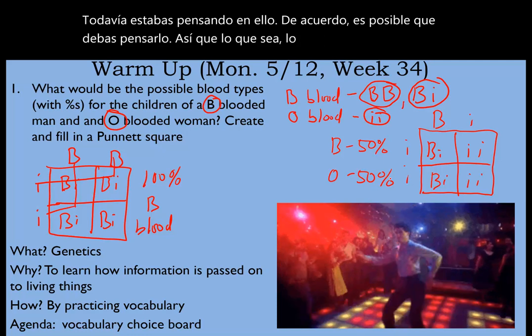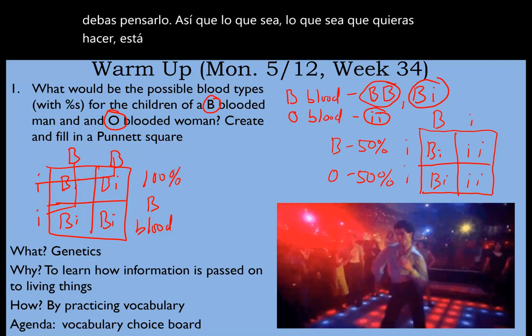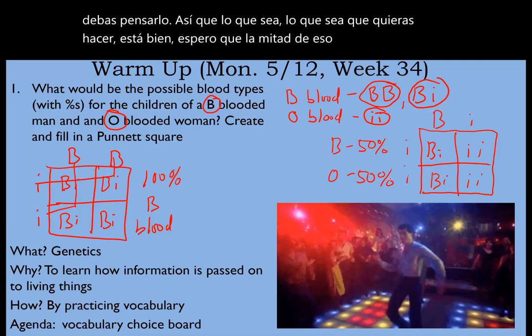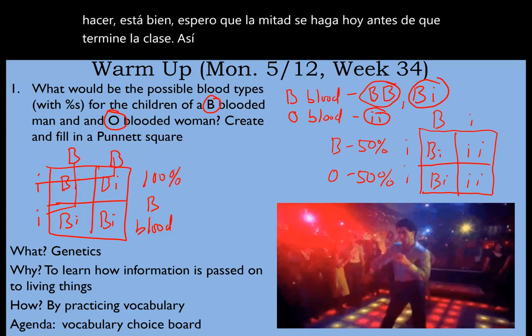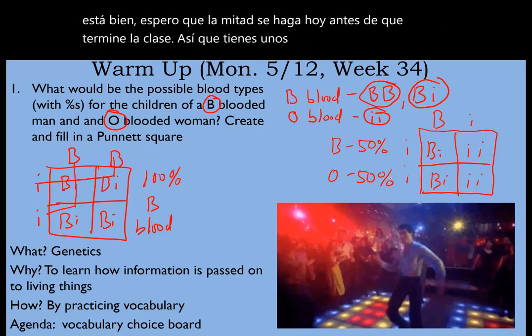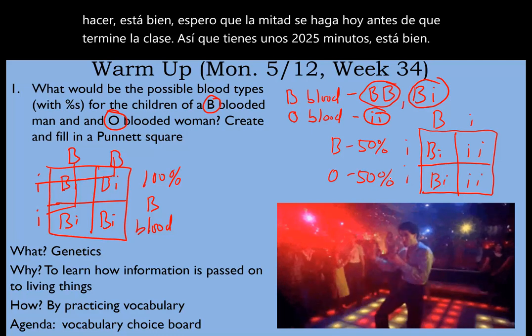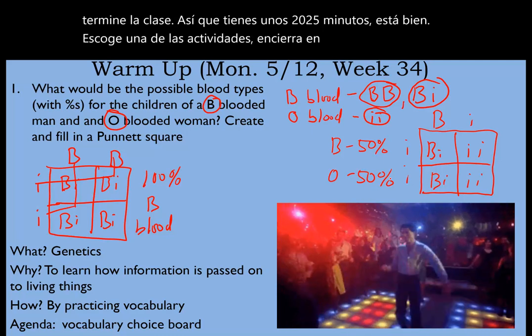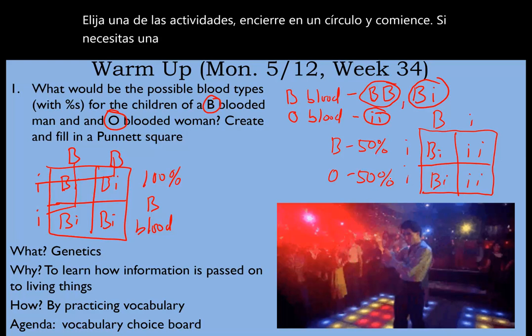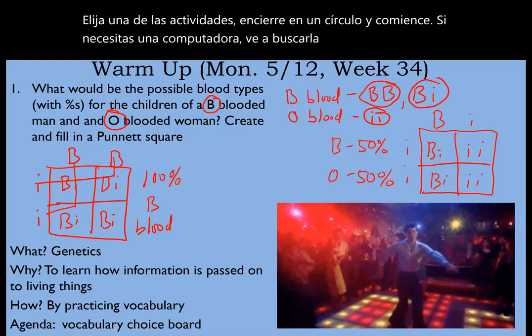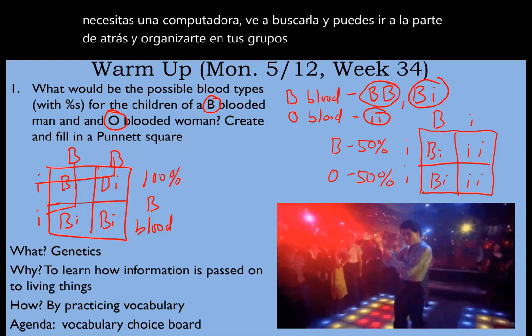Okay, I'm expecting about half of it to get done today before the end of class. So you got about 20, 25 minutes. Okay? Pick one of the activities, circle it, and then get started. If you need a computer, go grab that. And you can go to the back and organize in your groups if you want to work in a group, or stay put and just get to work.